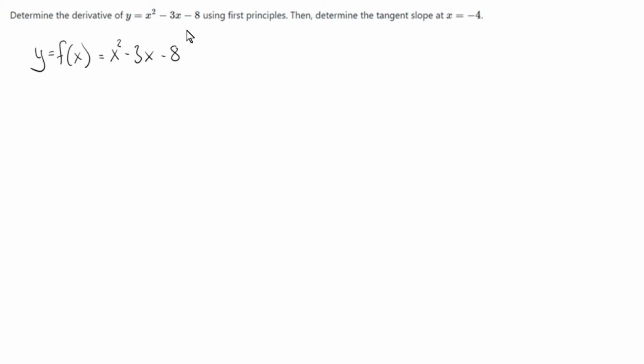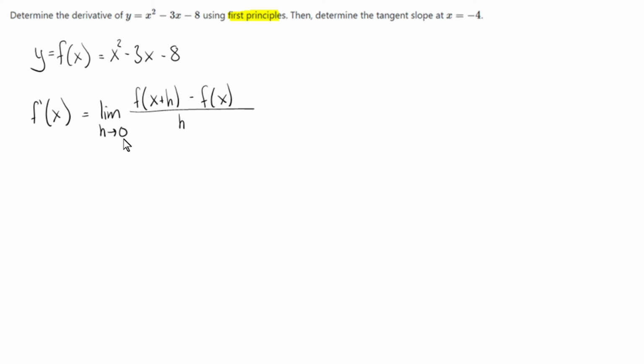And to determine the derivative using the first principles means here that we're going to define the derivative in terms of the following equation. Should say the limit as h goes to 0 of f of x plus h minus f of x divided by h, where h is the displacement in the x-coordinate for the second point for the secant line.